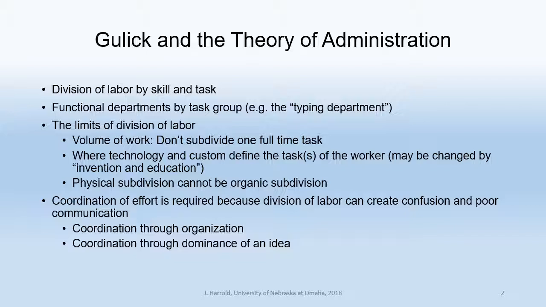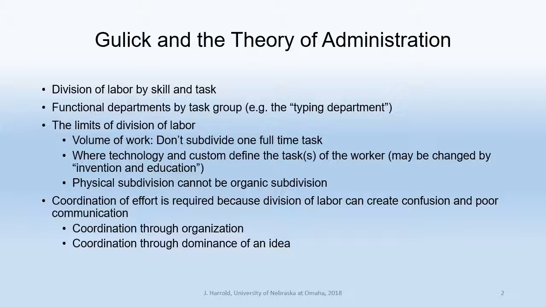You could end up sub-optimizing by subdividing one full-time task. You could divide labor where technology and custom define the task of the worker. Anyway, you could do physical subdivision, but you shouldn't do organic subdivision. So what he meant by that was that you can subdivide workers physically, but you really shouldn't subdivide them if you're actually subdividing the synergy that they have together. But through all that division of labor, I should say, he really strongly believed in coordination of effort. So coordination is required because division of labor does, by itself, create confusion and poor communication. And so again here, Gulick's answer was proper organization.